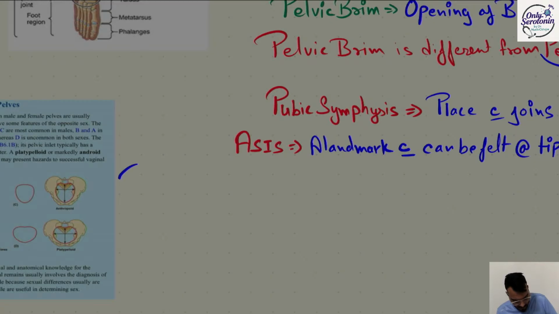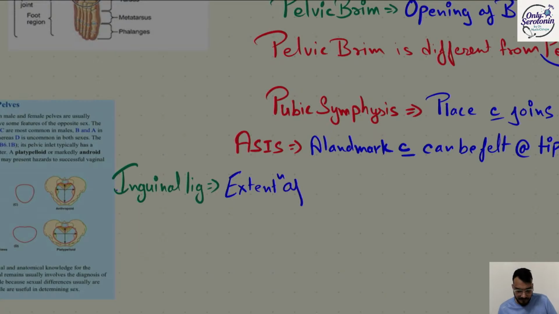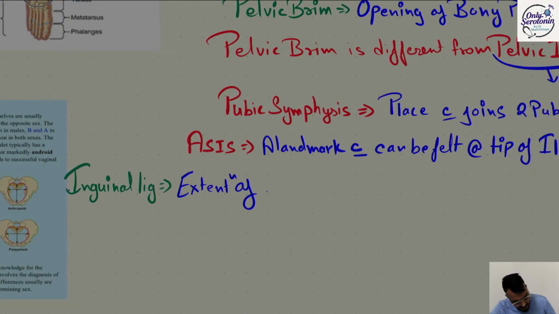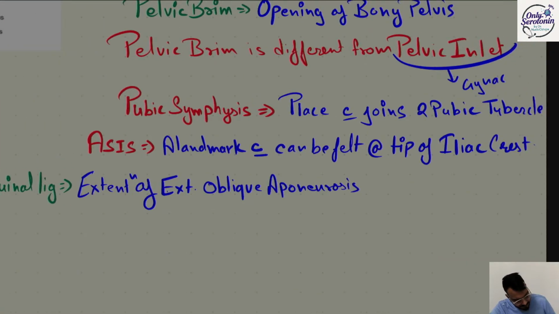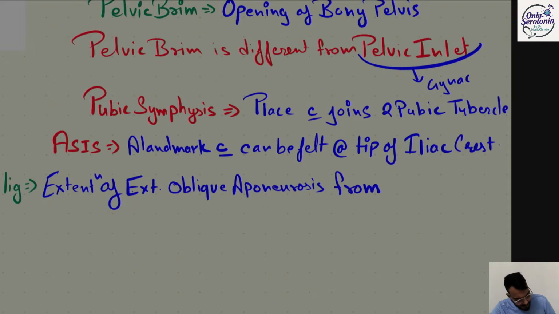Then we have studied about the inguinal ligament. What is the inguinal ligament? The inguinal ligament is the extension of the external oblique aponeurosis. From where to where? From ASIS to pubic tubercle, right?